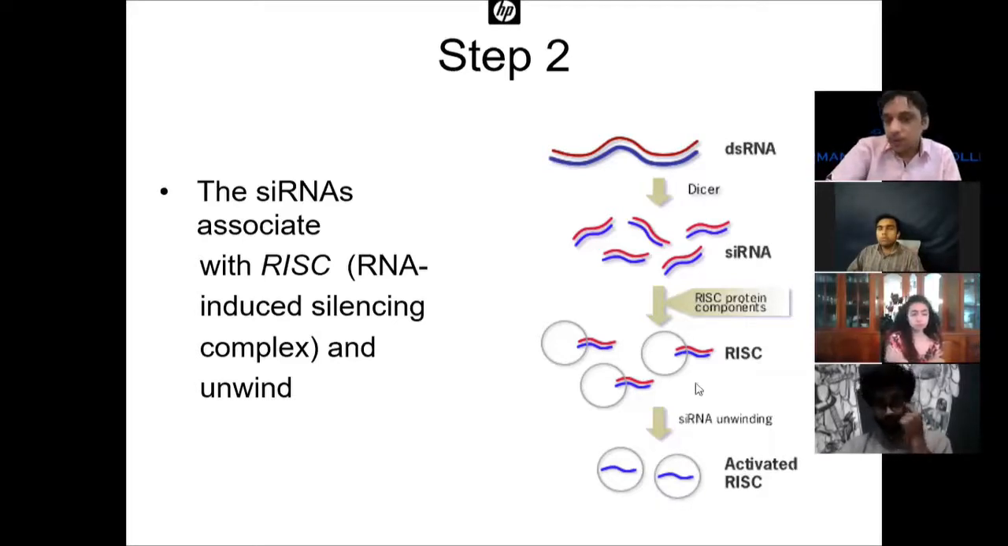Once the double-stranded 21 base pair small interfering RNA unwinds itself and one of the strands gets lost, you can see the red one is not there anymore. Only the blue strand survives. And the activated complex not only unwinds that thing, but also helps.